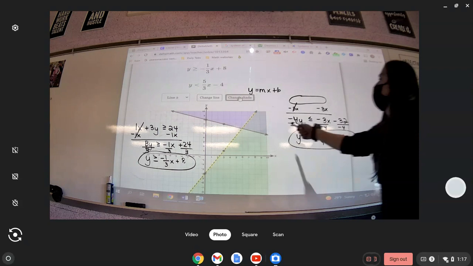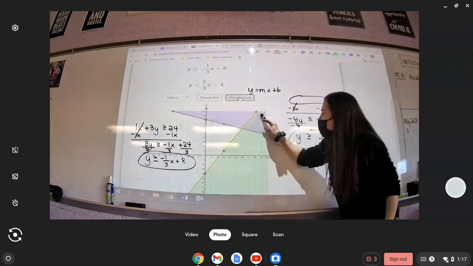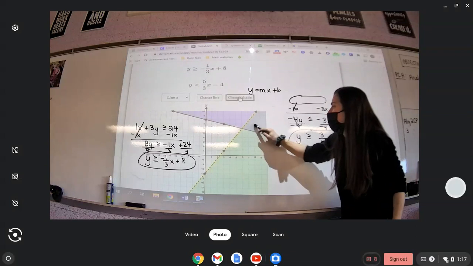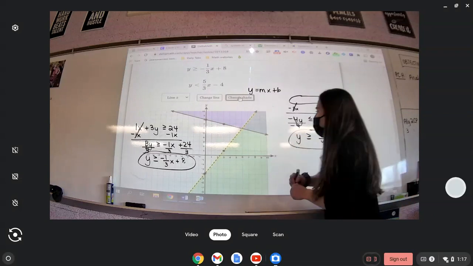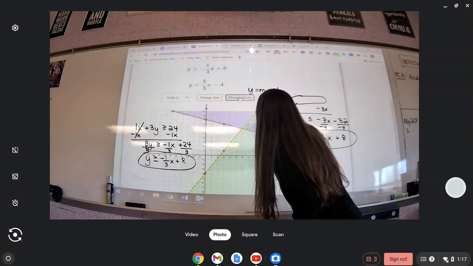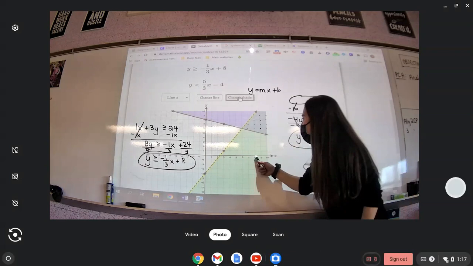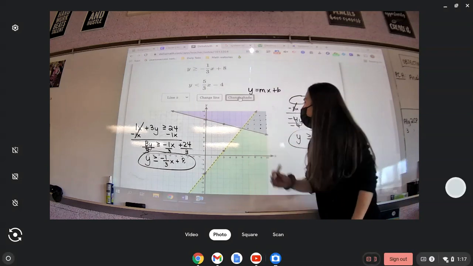Right? We got blue, making the first one true. We got green, making the second one true. And then that little slice of pie over here, that's the solution to this system. So pick any one of these points, and you should be good to go. I'm going 8, 7.